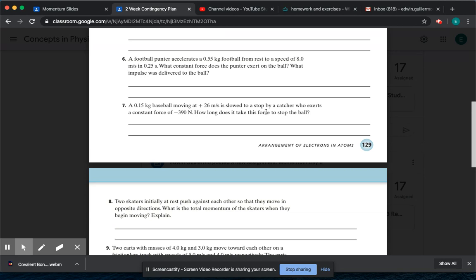So in this unit, in this chapter, we've only learned 3 equations. We learned the kinetic energy equation, 1/2 mv squared.